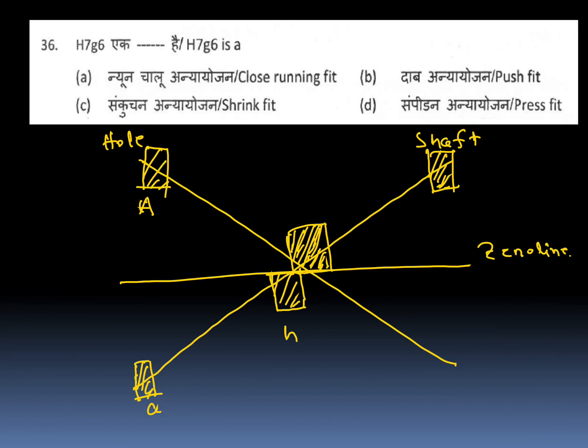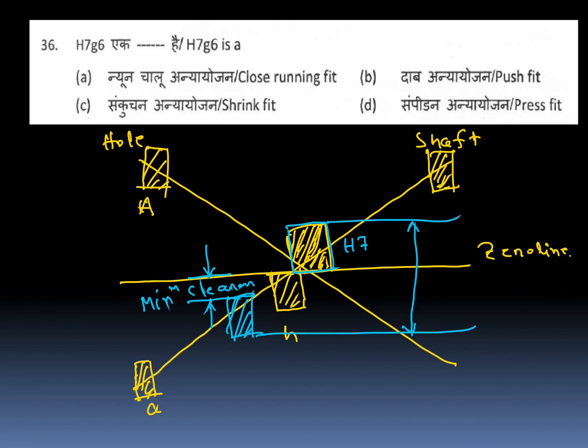In this question, it's capital H, so here it will come, H7, then G6, G will come here. Minimum clearance is this one, and for maximum clearance, from here to here, this is maximum clearance. So in both cases you are getting a clearance fit. So it should be loose fit or close running fit.